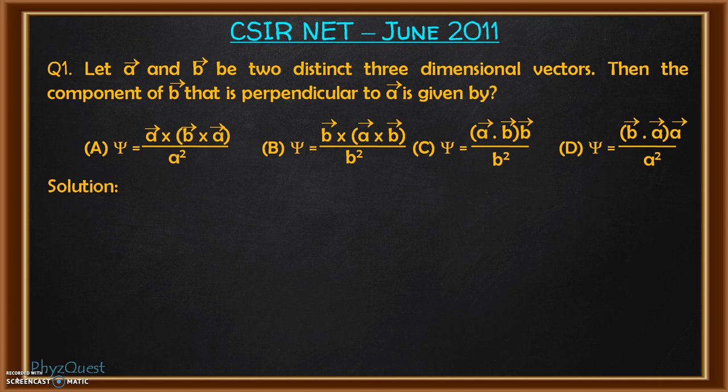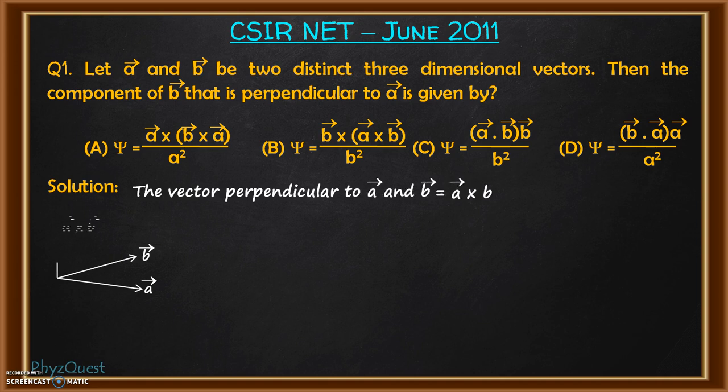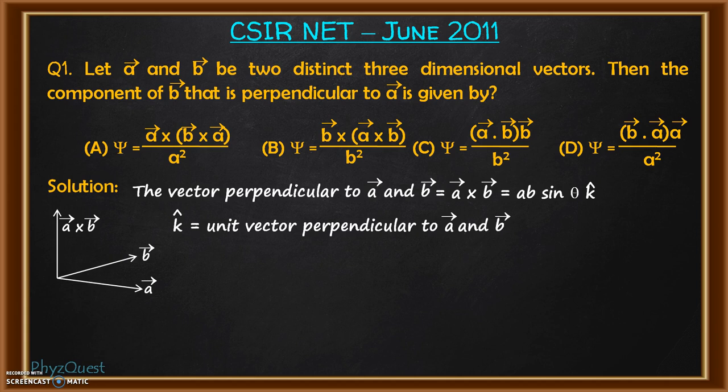Here we have two three-dimensional vectors, A and B, like this. Let us suppose the angle between them is theta. Now the vector perpendicular to both A and B will be equal to vector A cross B. So this A cross B is perpendicular to the plane containing vector A and vector B. Its value is equal to AB sin theta k cap. K cap is the unit vector perpendicular to vector A and vector B.